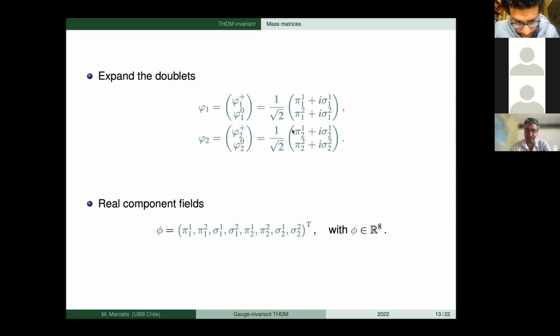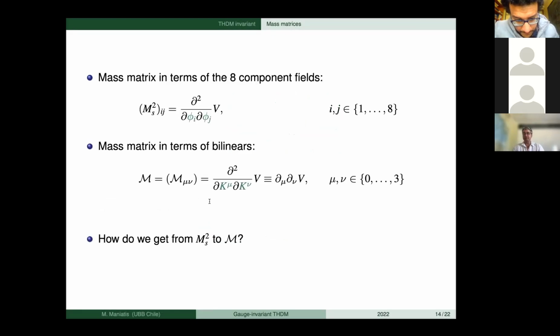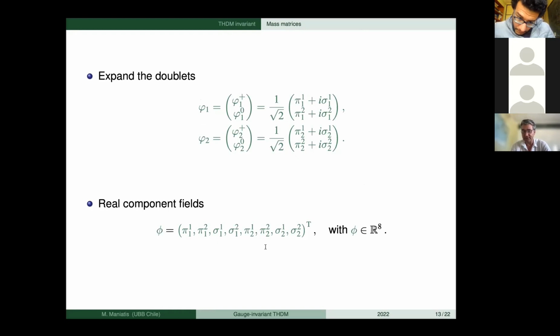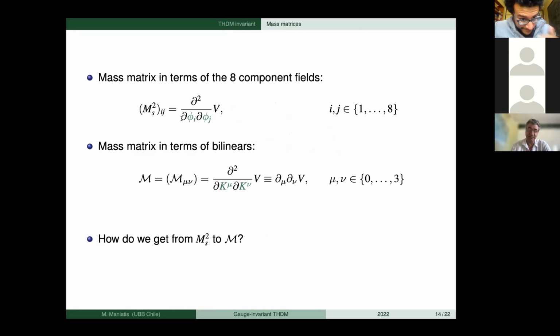And so the mass matrix is defined in terms of these component fields, now written in this way: the second derivative of the potential with respect to these component fields. I and J are these components. It's an 8-component vector, of course. And this is the squared mass matrix in terms of the component fields, how it is defined.